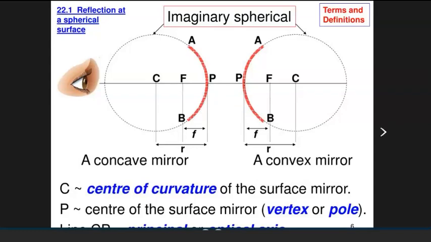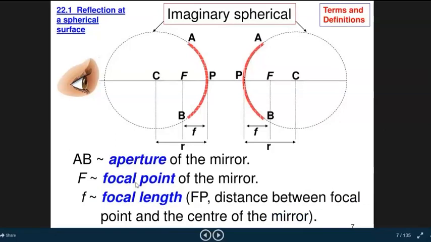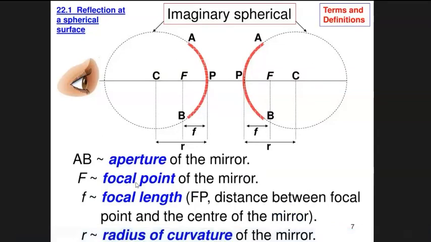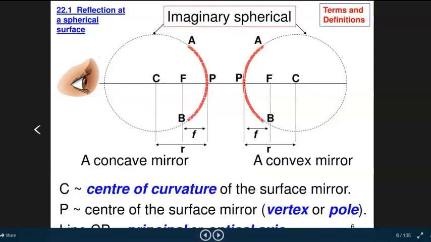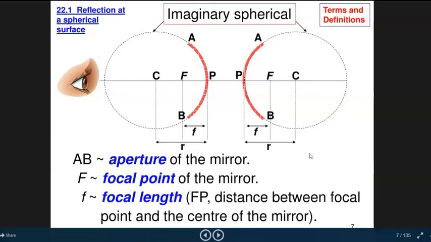Next, focal length. Focal length is basically a distance. First of all, we have to define the focal point and then the focal length. We have discussed the center of curvature, the vertex of the mirror, and now the aperture. Aperture is basically the diameter of the spherical or reflecting surface.